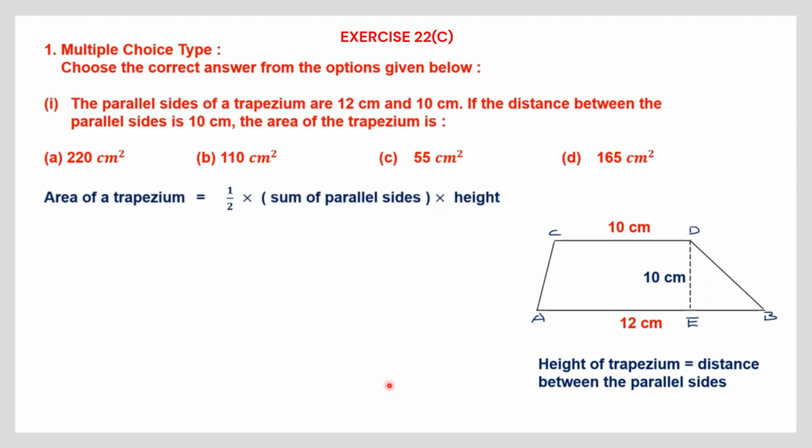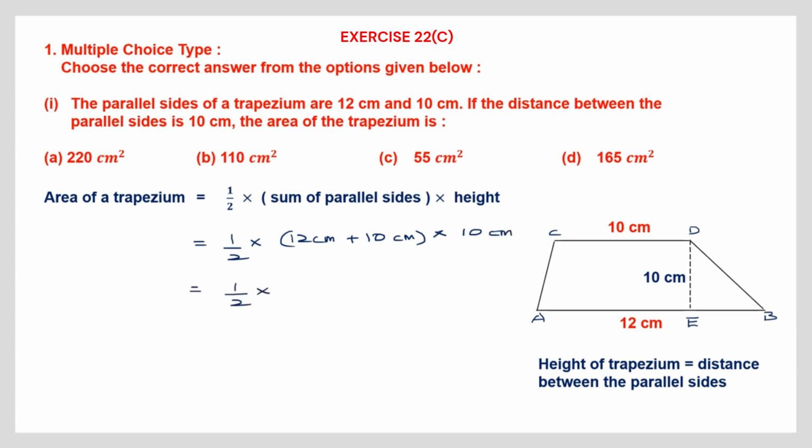So we've been asked to find the area and the formula is half into sum of the parallel sides into the height. So let's do that. So we can say half is 1 by 2 into parallel sides. What are the two parallel sides? 12 centimeters and 10 centimeters. So sum means we have to add it up. So add up these two and multiply this by the height, and the height is also given to us as 10 centimeters. So let's simplify this.